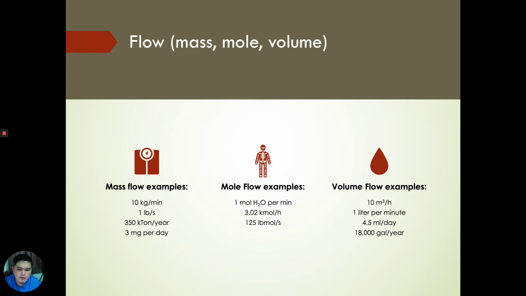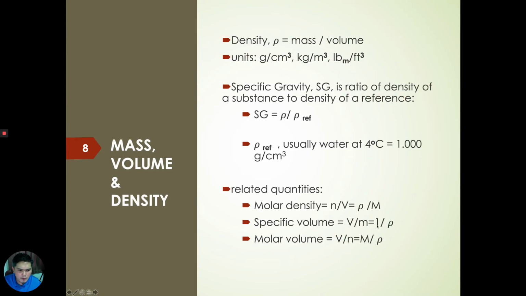So when we talk about flow, these are examples of flow that we can normally see in process variables. Mass flow examples: 10 kilogram per minute, 1 pound per second, 3 milligram per day. If we talk about mole flow, it's like 1 mole water per minute, 3.02 kilomole per hour of a certain component, 135 pound mole per second. So these are molar flow rate examples. And volume flow examples such as 10 meter cubed per hour, 4.5 meter cubed per day, and so on.